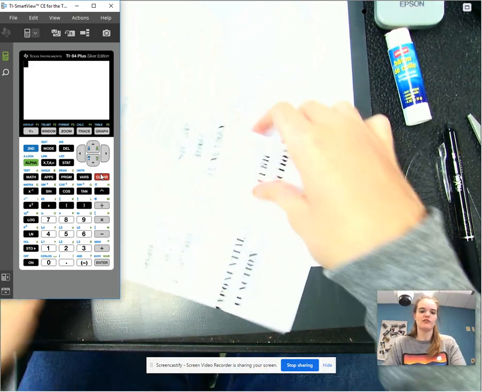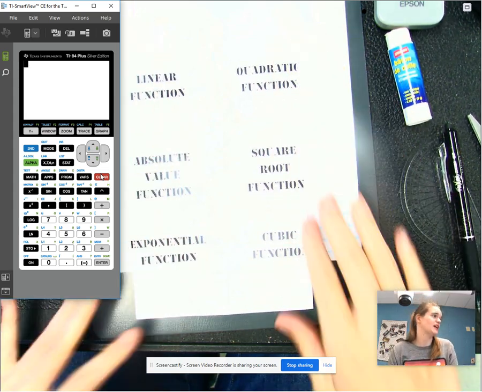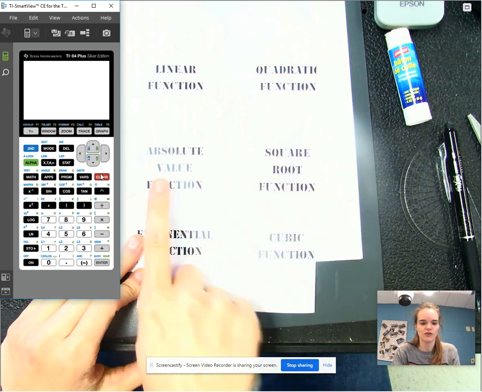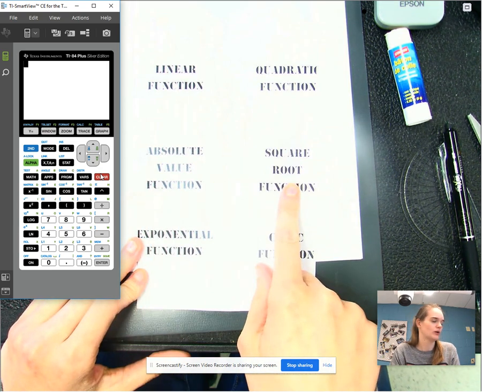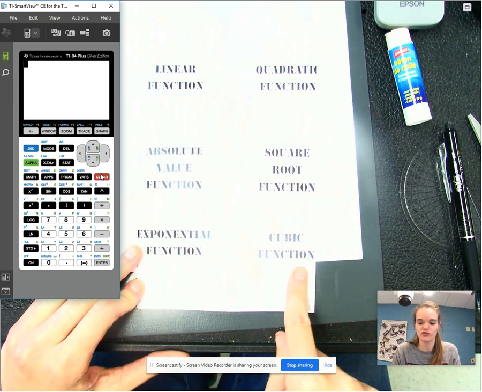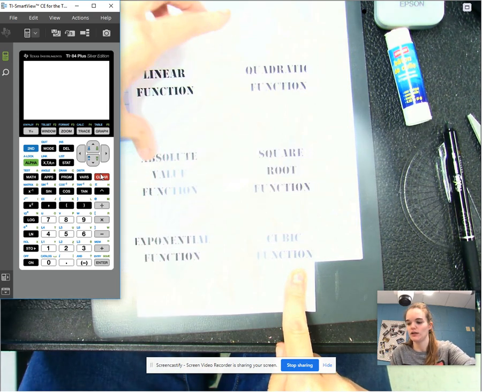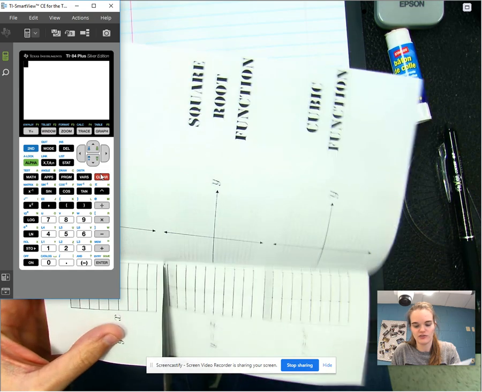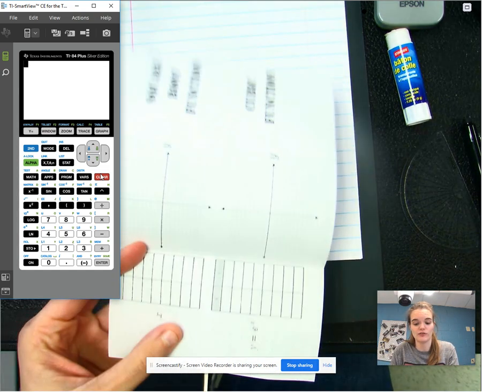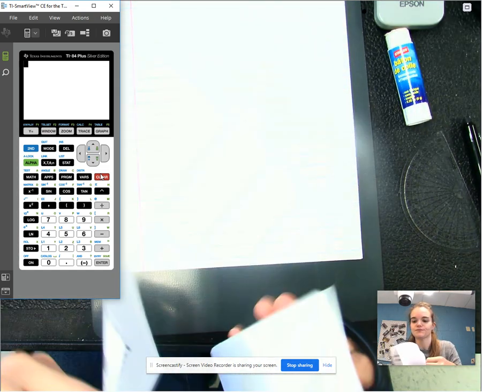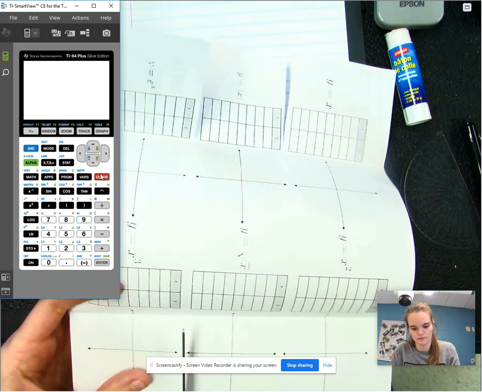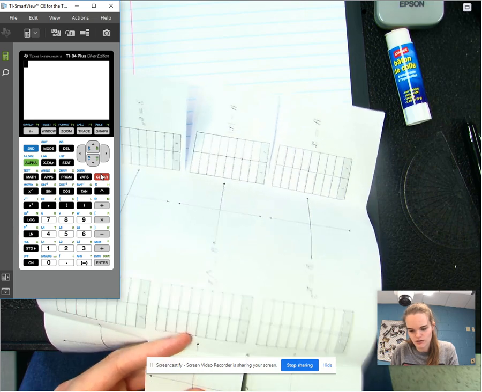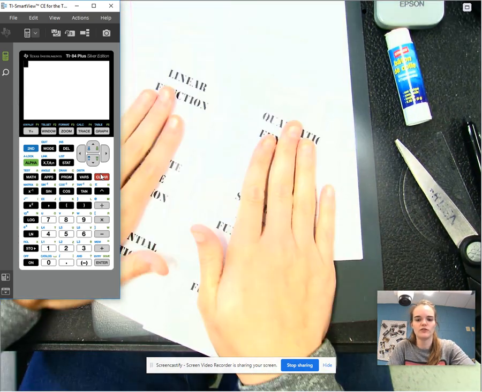Okay, so we're going to talk about 6 types of functions, and we're going to have a separate day for each of these. But we have linear functions, quadratic functions, absolute value functions, square root functions, exponential functions, and cubic functions. Okay, we're going to talk about them all today. So open these. We're going to cut between. So we've got 6 separate flaps because we have 6 different functions. That's okay.